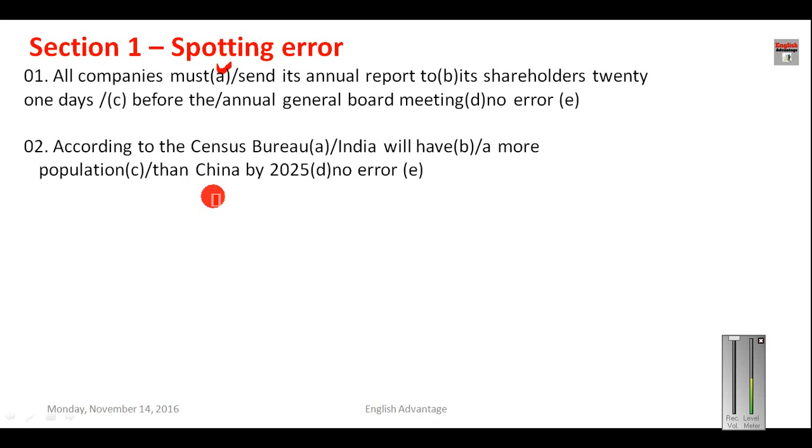Okay, now let us move on to the question number 2. Question number 2 says, according to the Census Bureau, India will have a more population than China by 2025. Okay, please go through this sentence, give this video a pause, and try to solve this question on your own. Then I will tell you the answer. So in this question the error lies in the C part. This A will not come before population, because population is not singular. So you have to cut this part A, and you have to write only more population.